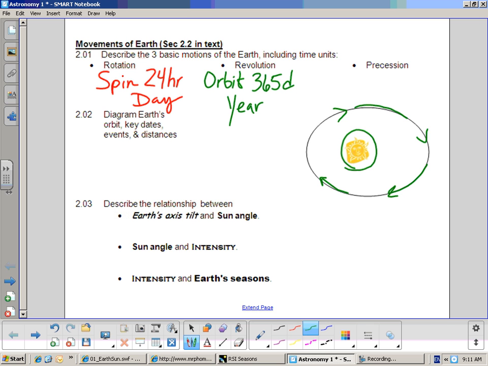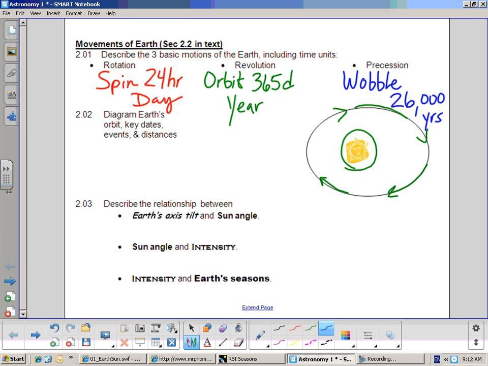Our third motion is one that you don't really know a whole lot about because it's not a rotation, not a day or a year. It's something that happens a lot longer called a precession. And a precession is a wobble. It's almost like spinning a top or spinning a coin. At first, it's spinning upright, but after a while, it loses some of its angular momentum and it starts to wobble. That wobble for the Earth is 26,000 years.